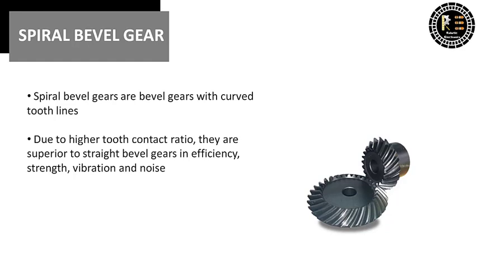Out of that, the spiral bevel gear is most important. Spiral bevel gears are bevel gears with curved tooth lines. Due to the higher tooth contact ratio, they are superior to straight bevel gears in efficiency, strength, vibration, and noise. On the other hand, they are more difficult to produce. Also, because the teeth are curved, they cause thrust forces in the axial direction. Within the spiral bevel gears, the one with zero twisting angle is called a zerol bevel gear. This is quite an interesting gear.